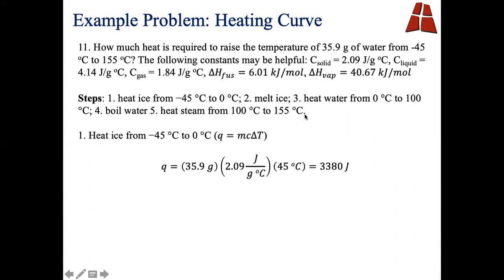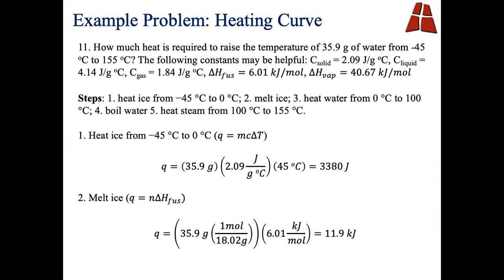Okay, so if we were to actually calculate that out, step 1 would look like this, where we have Q equals MCΔT. Again, the mass of our system is here. The constant for ice, so this is C solid, is 2.09 joules per gram degree Celsius. Make sure you include your units there so that everything cancels out correctly. And so grams and Celsius would cancel out, and that leaves us with 3,380 joules of energy for step 1.